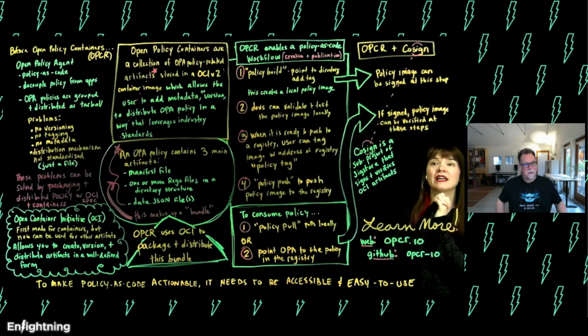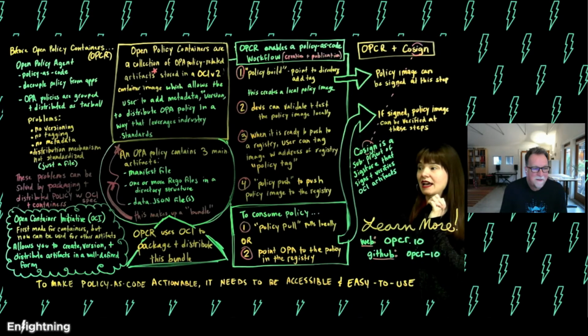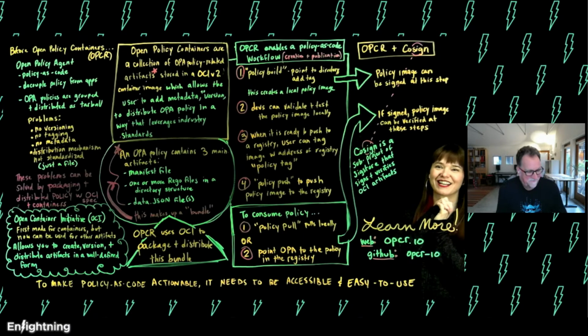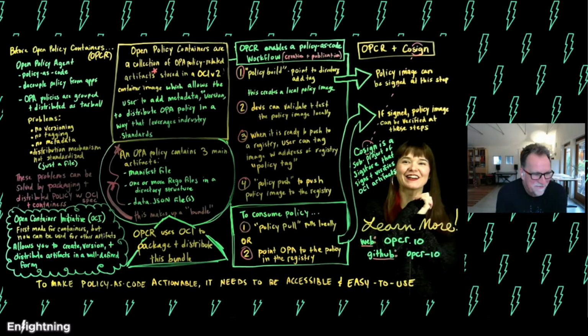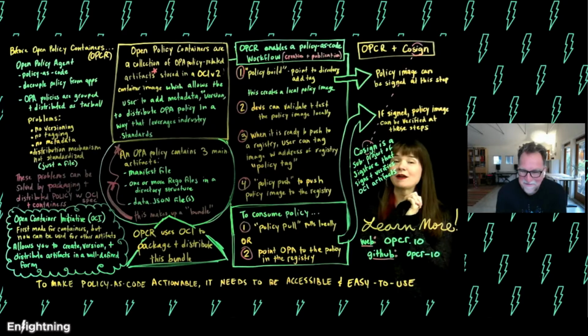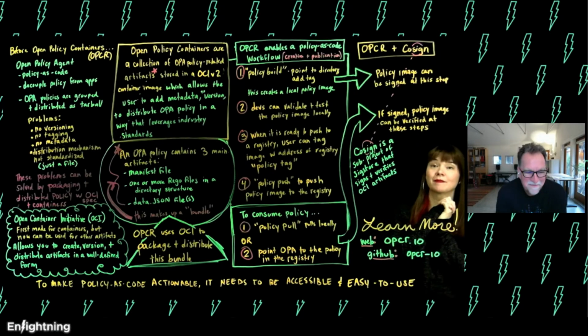So these problems of the tarball specifically can be solved by packaging and distributing policy with the OCI specification and containers. The Open Container Initiative, OCI, was first made for container images, but now can be used for other artifacts too. It allows you to create, version, and distribute artifacts in a well-defined form. And so Open Policy Containers, that's where they came in. The star of the show.